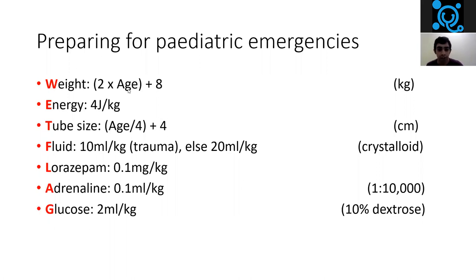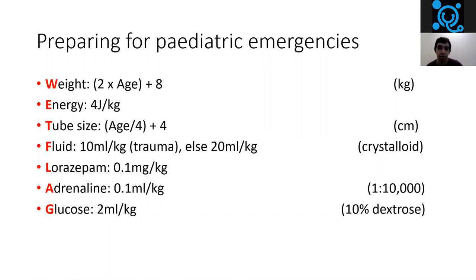For this one, we had a four-year-old child, so we need to do twice the age plus 8. 2 times 4 is 8, plus 8 is 16. Then we get the dose of lorazepam for a seizure, which is 0.1 milligrams per kilo. We assume he's 16 kilos, therefore 0.1 milligram per kilo means you need a dose of 1.6 milligrams.